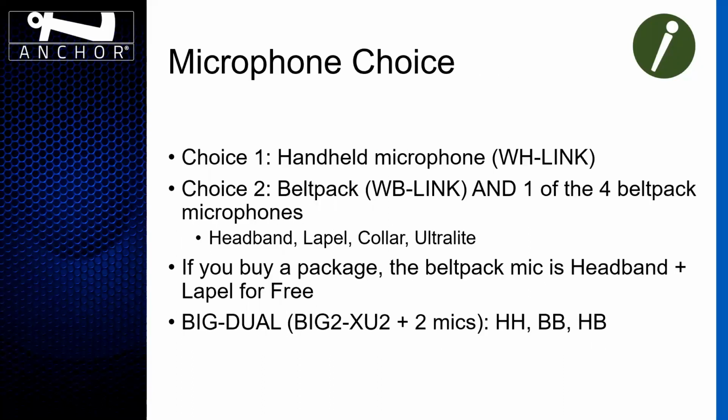To have a little side conversation, I just want to bring this up because sometimes this can get a little confusing in terms of microphone choice. So when you buy a sound system with receivers, you would want microphones to go with it. And really, you have 2 choices. Choice 1, you get a handheld microphone, and that is it. Choice 2, if you wanted a belt pack, which is the more hands-free option, you would get a belt pack and you would choose one of the 4 belt pack microphones. And those 4 options are headband, lapel, collar, and ultralight. And those are actually the order of the popularity that people typically buy from us.